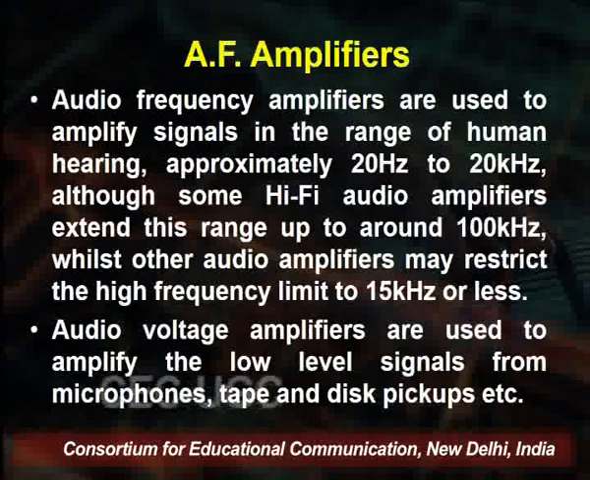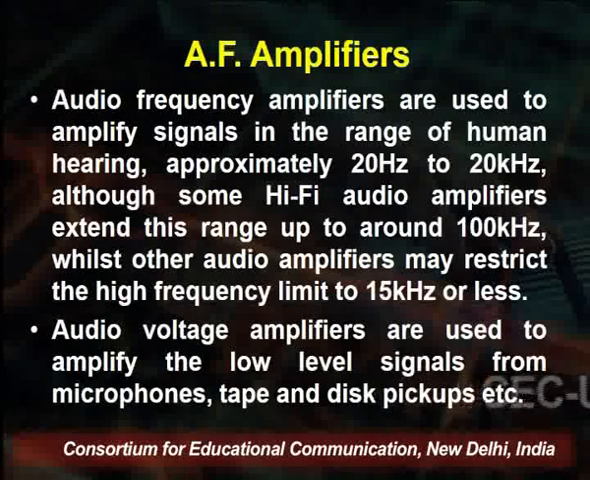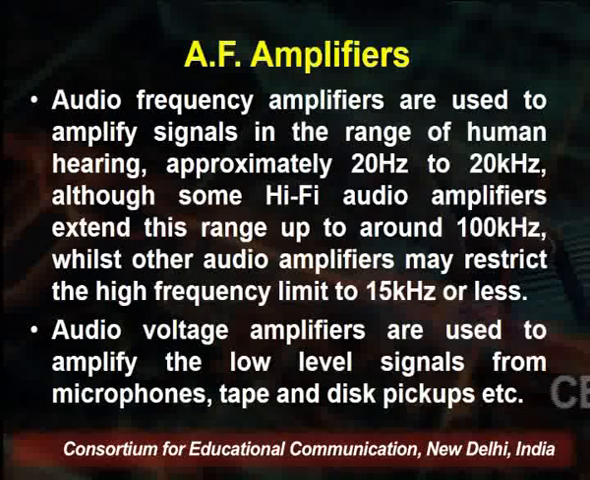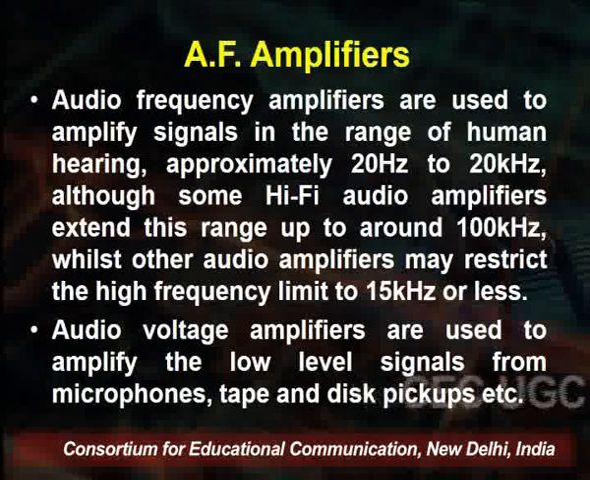Another type of amplifier is the AF amplifier. AF means audio frequency amplifier, which is used to amplify signals in the range of human hearing, from 20 Hz to 20 kilohertz. Although some hi-fi audio amplifiers extend the range up to around 100 kilohertz, other audio amplifiers may restrict the high frequency limit to 15 kilohertz or less. So the audio frequency amplifier amplifies the audio signal that is in the range of human hearing.